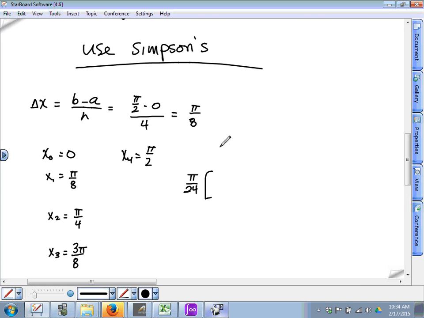Now the function, what was the function? The square root of 1 plus sine squared. No! That's what I forgot to do. I got to delete all.